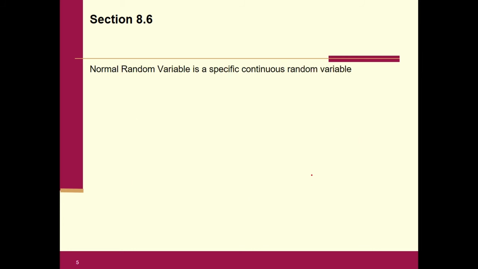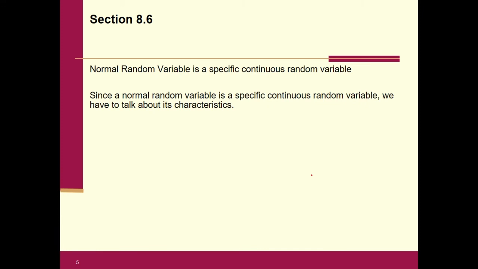All right, so let's talk about more specifics with regards to a random variable that's continuous. Like the binomial, which is a specific discrete random variable, we have a normal random variable that is a specific continuous random variable.